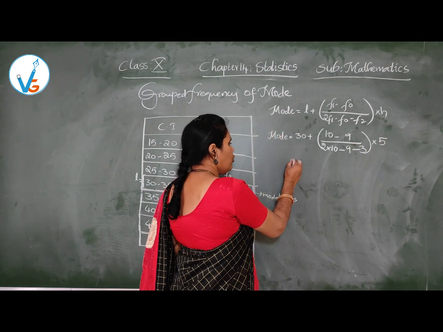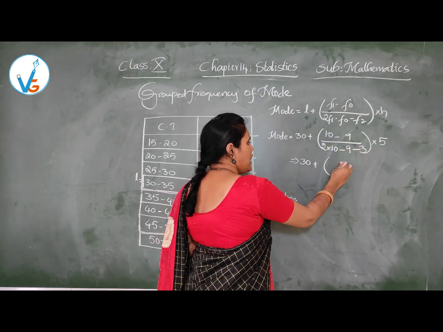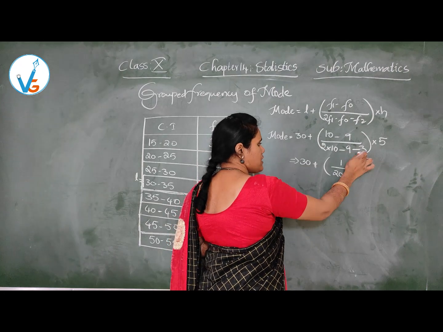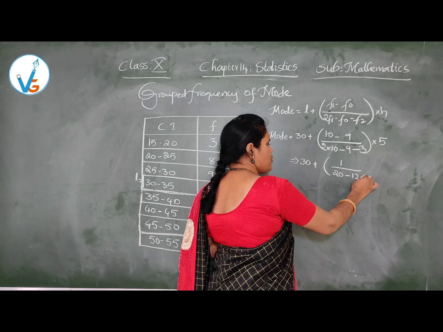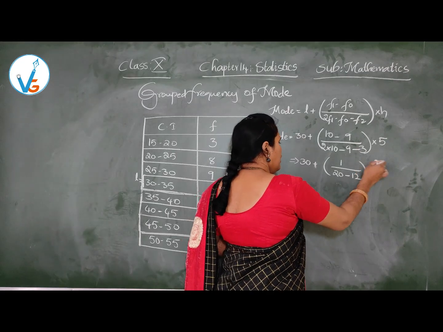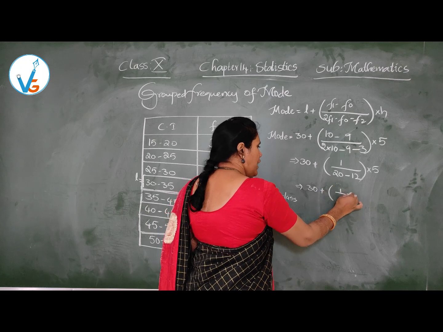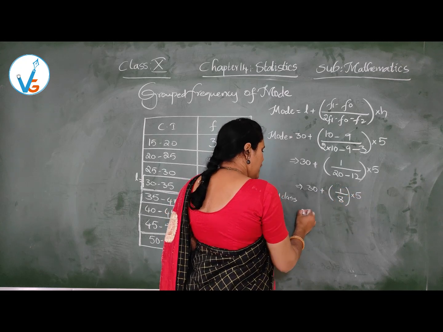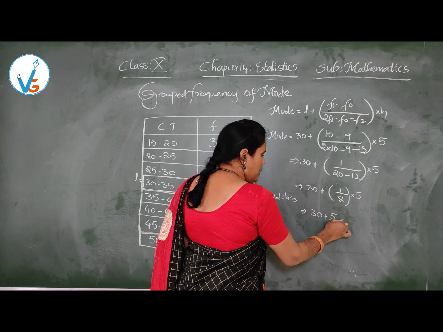Next what we have to do? We have to solve this problem. 30 plus 10 minus 9 is 1, over 20 minus 9 minus 3. Then you add it: 9 plus 3 will be 12, into 5. Next we will get 30 plus 1 by 20 minus 12 will be 8, into 5. Next step, here 30 plus you will get 5 by 8.